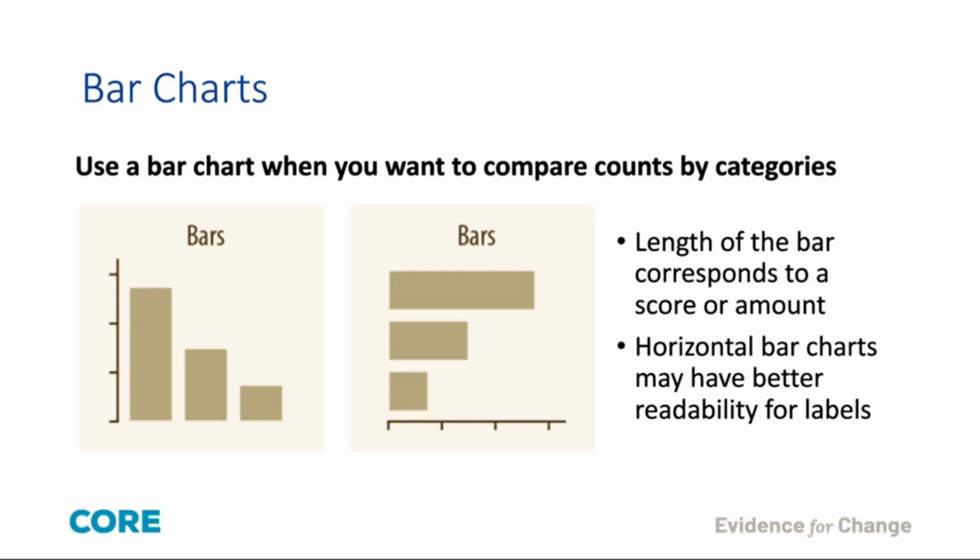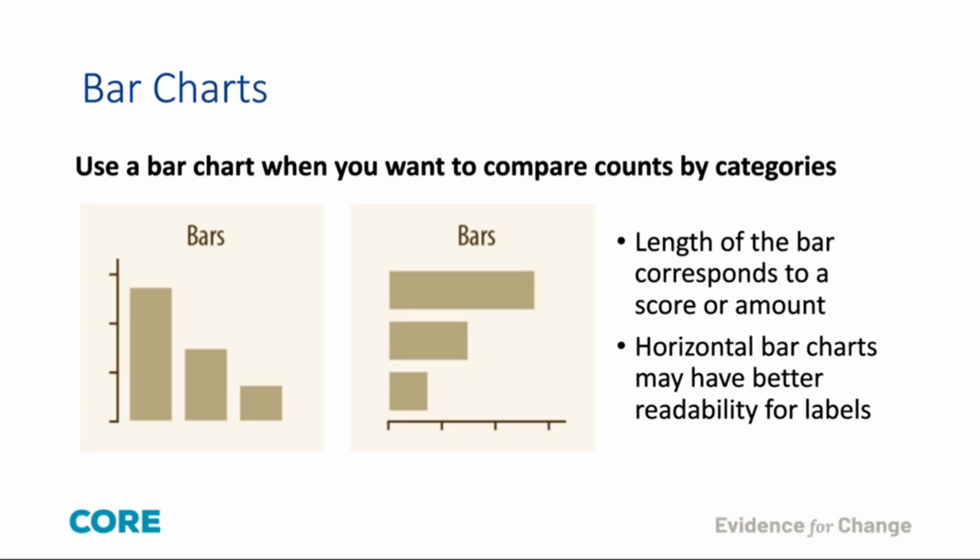So at core, what we prefer is to have the bars going left to right so that the labels can take up as much space as they need, and they don't need so much formatting or fiddling with. Having the bars in the same direction as you read is really handy.